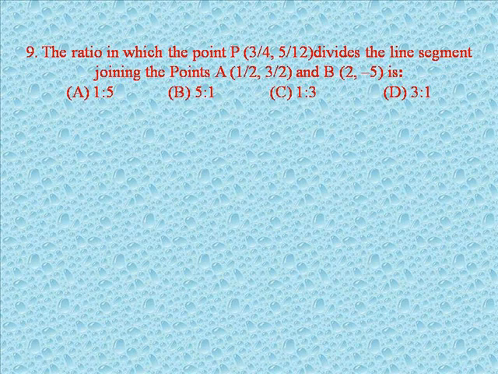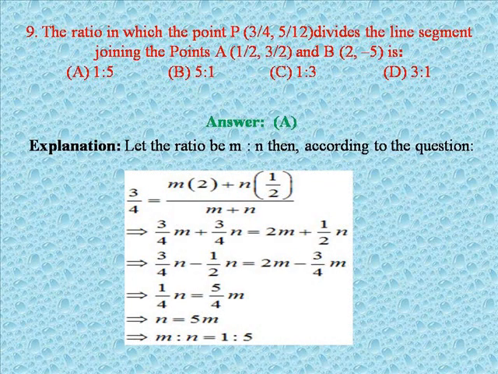Question number 9. The ratio in which the point P(3/4, 5/12) divides the line segment joining the points A(1/2, 3/2) and B(2, -5) is, and you have the four options: 1:5, 5:1, 1:3 and 3:1. Answer is option A, that is 1:5, and you can see the explanation given.